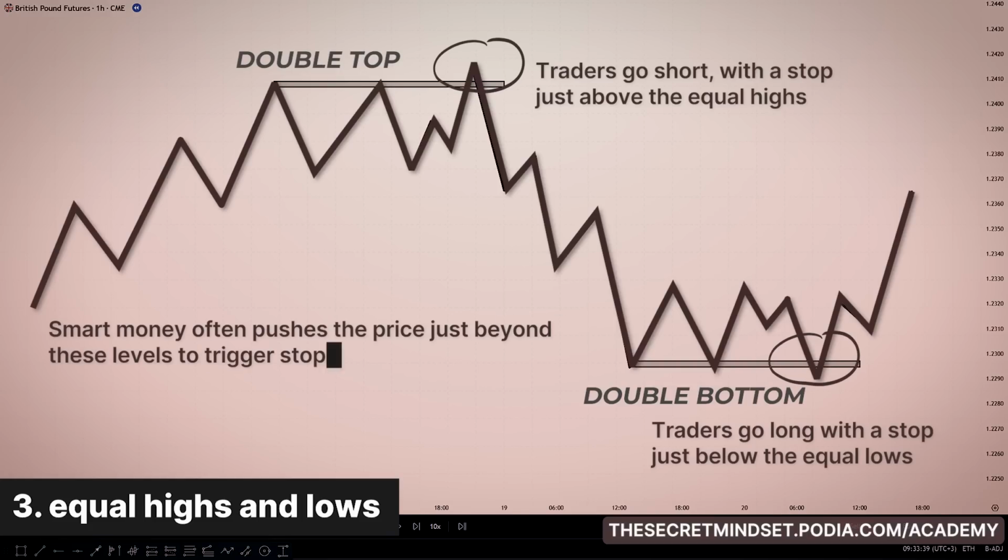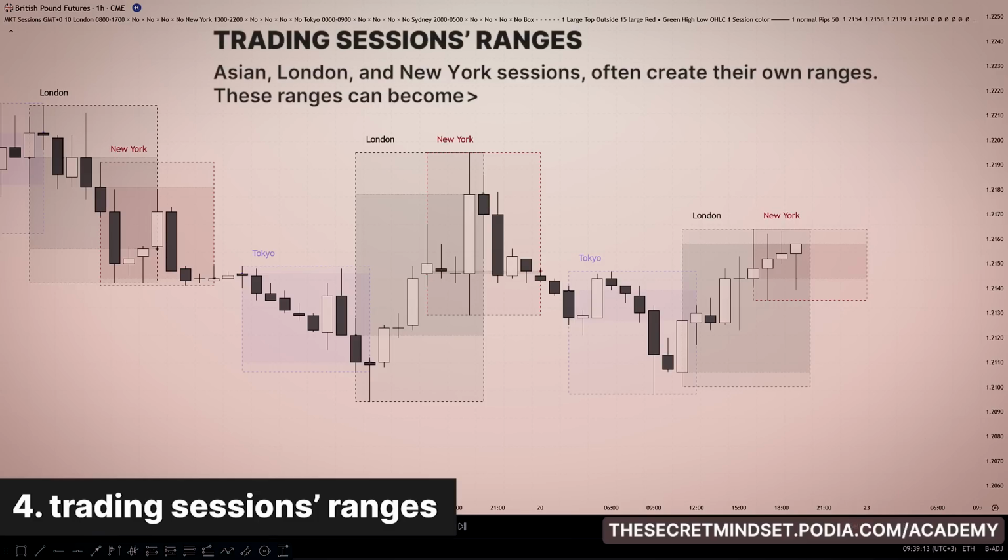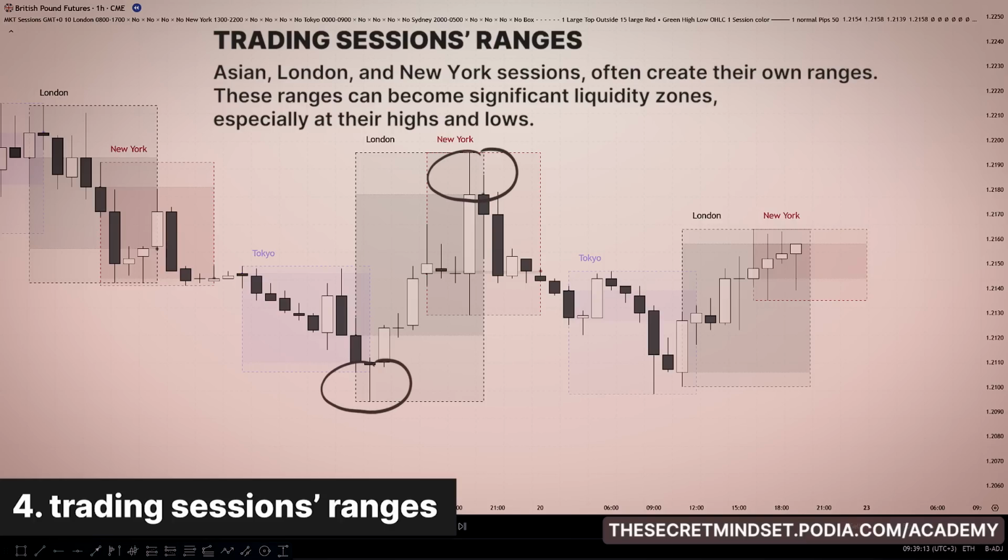Smart money knows this and often pushes the price just beyond these levels to trigger stop losses before reversing. This creates a liquidity pool that they can use to their advantage. Trading sessions, particularly the Asian, London, and New York sessions, often create their own ranges. These ranges can become significant liquidity zones, especially at their highs and lows.